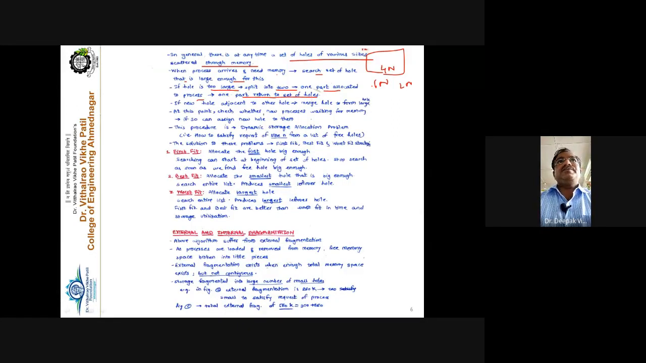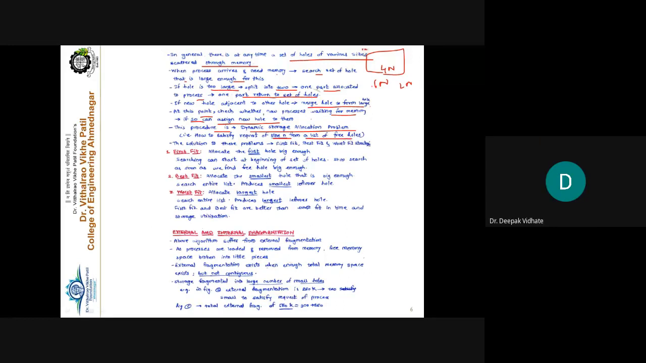Already we have seen this. If the new hole is adjacent to another hole, the holes are merged to form a large hole. If they are adjacent, near to each other, they form a new hole. But if they are not adjacent, far from each other, they are not going to merge. At this point, it checks whether a new process is waiting for memory. If so, it can assign the new hole to it. This procedure is called the dynamic storage allocation problem, that is, how to satisfy a request of size n from a list of free holes.